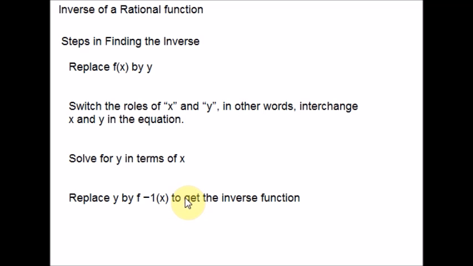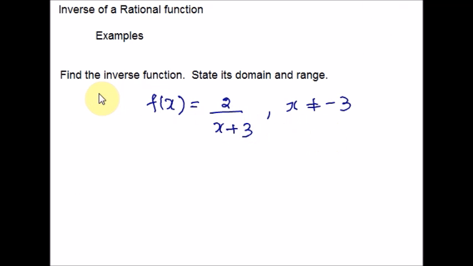Now we can discuss examples one by one and show you step by step how to find the inverse of a rational function. Please look at the question. We are asked to find the inverse function and state its domain and range. Please look at the function given, 2 over x plus 3, and it is given that x is not equal to negative 3, or else the denominator would become 0. So even without graphing this function, we can know that x cannot be equal to negative 3 because the denominator will become 0 and the entire rational expression becomes undefined, because any number or any term over 0 is undefined. So in fact, the domain is all values of x, not including this negative 3.